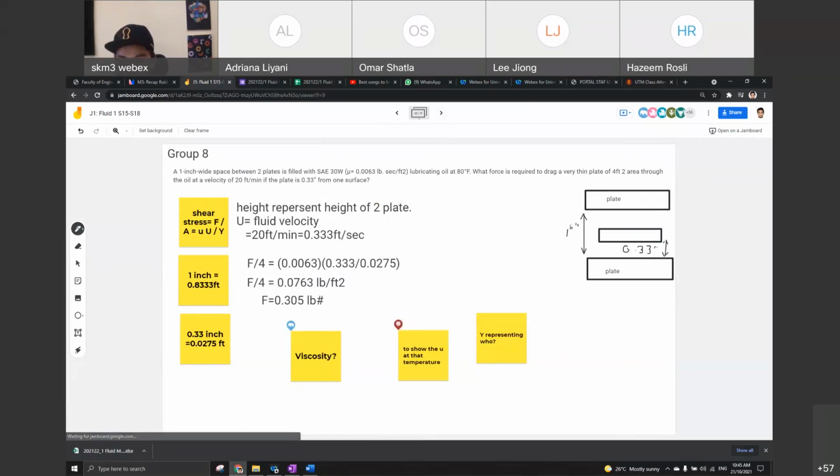First of all, I collect all the information given, and then convert it into feet. Okay, good. Then using the shear formula, which is F over A equals mu times U over Y. What I found is that rather than using 1 inch, we only use the given one, which is the 0.33 inch. And then solve for F. So that's it. 0.345 pound. Okay, good.